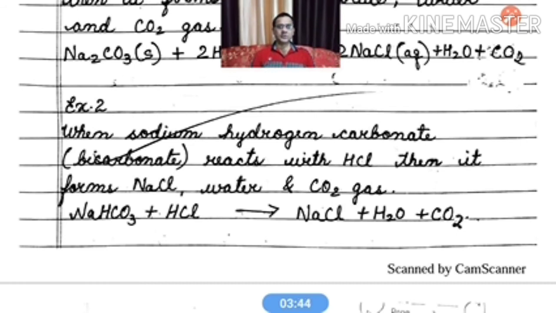So what is the conclusion of this point? Conclusion is this, कि whenever the acid reacts with any type of carbonate or any type of bicarbonate like sodium carbonate or sodium hydrogen carbonate, they produce CO2 gas. Remember it.